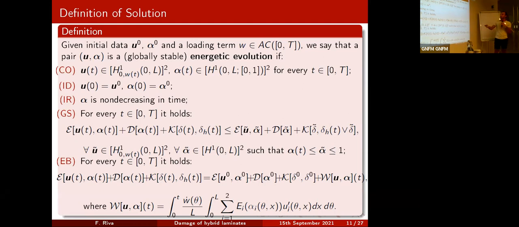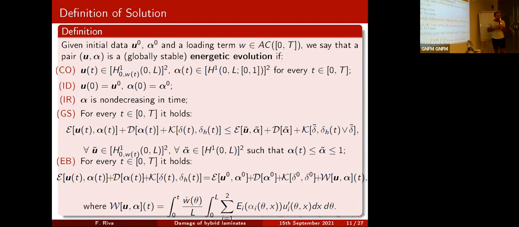So the sum of the elastic energy, the damage and the dissipation energy. So at time t, we are at the global minimum of the energy. And together with this, we satisfy an energy balance. So the total energy at time t has to be equal to the initial total energy plus the work of the external loading, which for this particular model can be written as here, as this expression, but it's not very important.